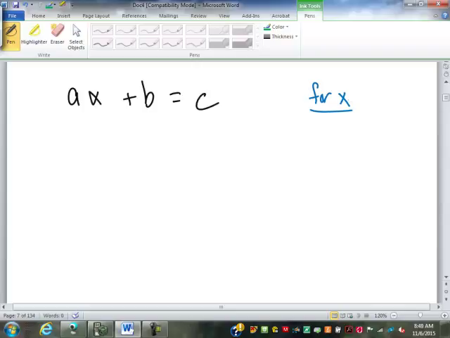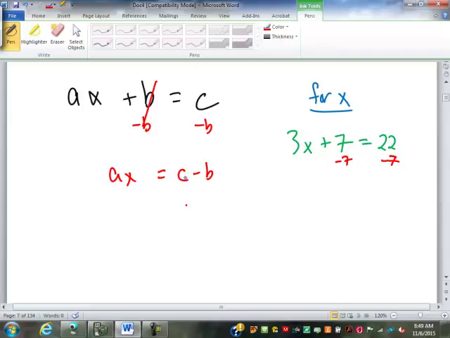Now again, this is just like a lot of other equations we've solved. We have 3x plus 7 equals 22. How did we solve that? Well, we subtracted 7, right? Then we divided by 3. What are we going to do here? Well, we're going to subtract b. So that's gone, leaving us with ax. What's c minus b? C minus b. We just can't combine them because they're variables. They're letters. Then we're going to divide by a. Just like over here we divide by 3, here we divide by a. Leaving us with x equals c minus b divided by a.